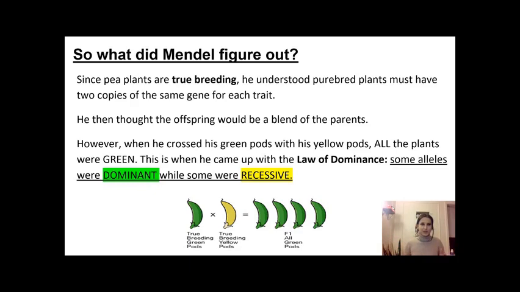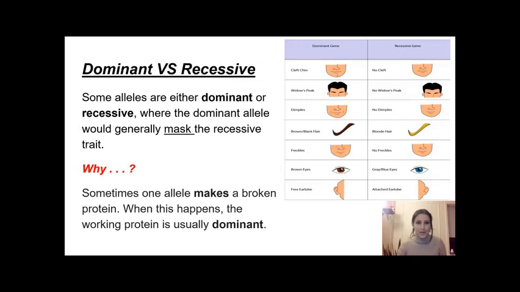So this made him realize his first law of dominance, meaning some alleles were dominant while some were recessive. And I'll get into that shortly. Okay, so dominant and recessive. I put this little chart above me because I feel like everybody can relate to this.